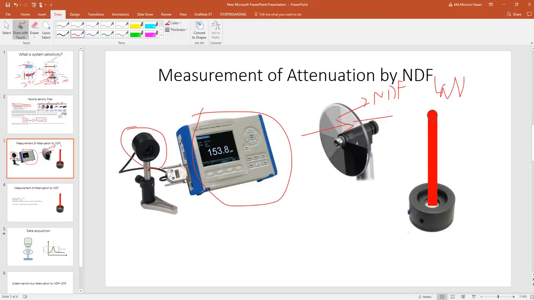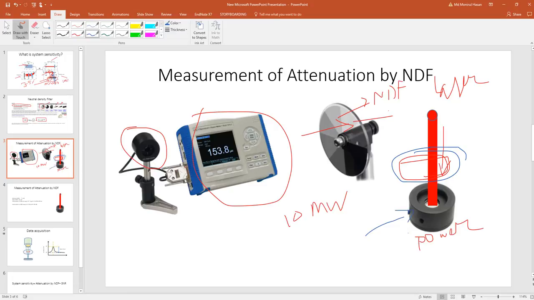So here is your laser source, and you are sending light to the power head. This is our power head, and take the measurement of power. Say this is 10 milliwatt, for example, and then use the neutral density filter here. This is the location of the neutral density filter. It will attenuate the light, and again take the measurement of power using the power head. So this is 153 microwatt.